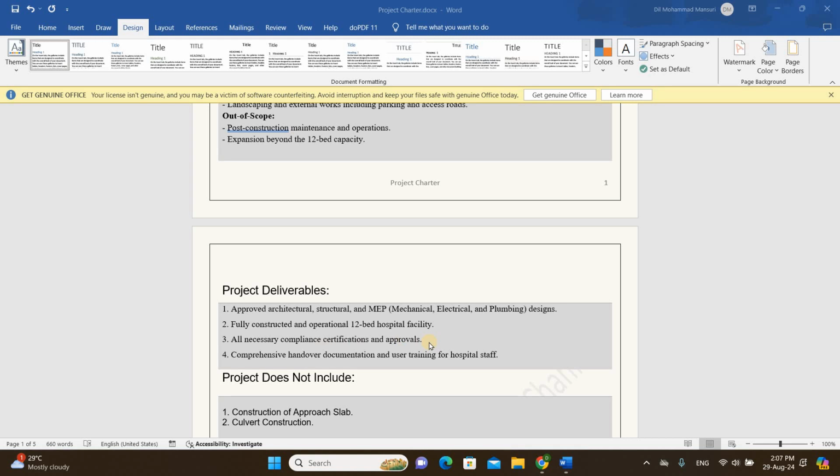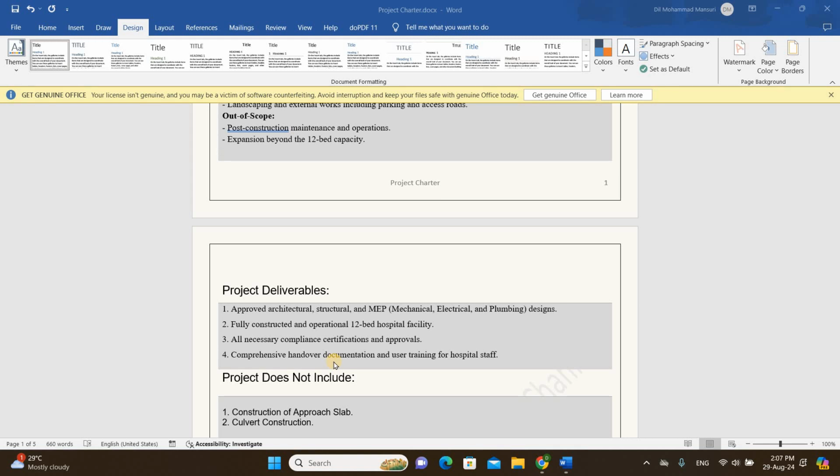All necessary compliance certificates and approvals. Whatever certificates are needed for the operation of the hospital, we have to get them and go for the approval. Comprehensive handover documentation and user training for hospital staff. Once the project is completed, we have to hand it over. We have to prepare the handover documentation and also user training for hospital staff, because for MEP works and firefighting works, we have to prepare manuals and hand over to, or train, some staff from the hospital management committee or local committees who can operate once the construction period is done.